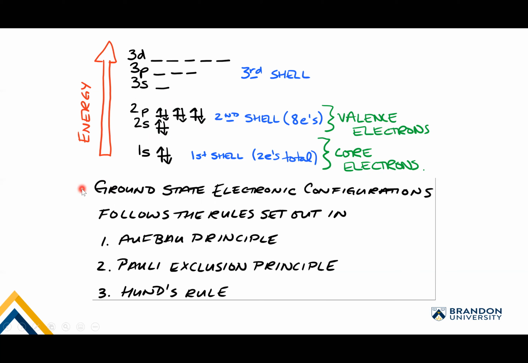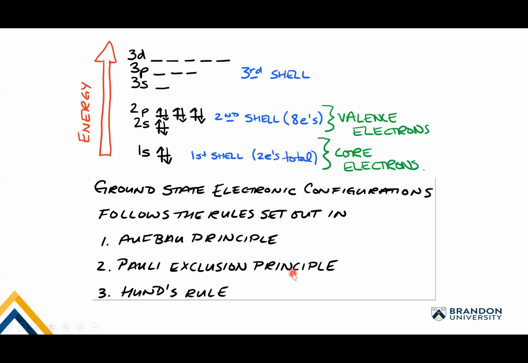Okay, so we went through a process of writing out the ground state electronic configurations, and they followed basically 3 rules or principles: the Aufbau principle, Pauli's exclusion principle, and Hund's rule. So the Aufbau principle basically says that you put your electrons in the lowest energy available orbital. So you put them in the lowest first and fill up from the bottom to the top.